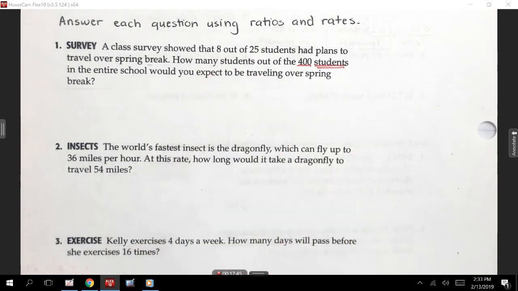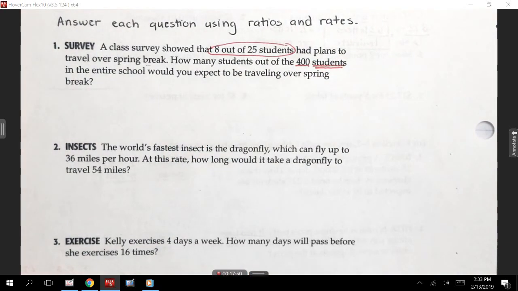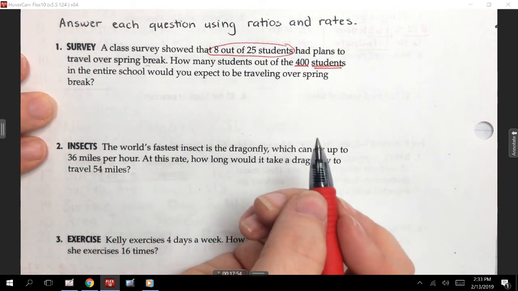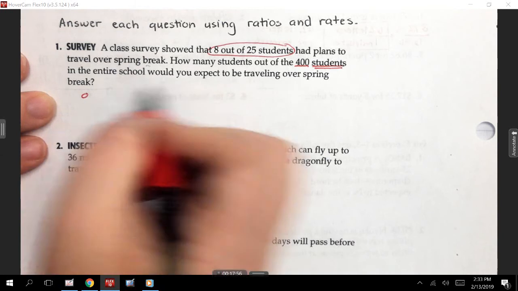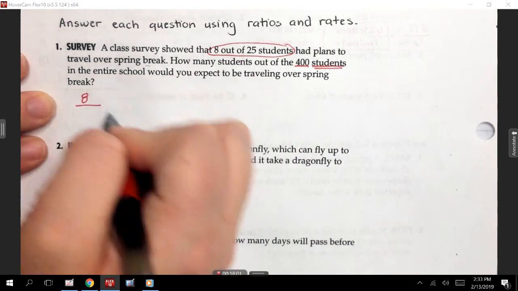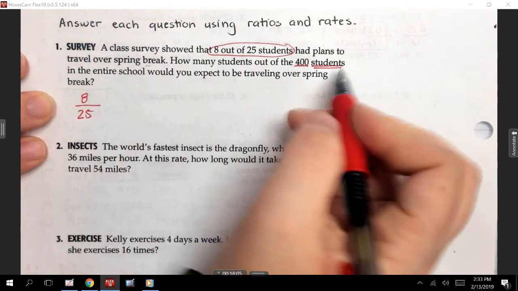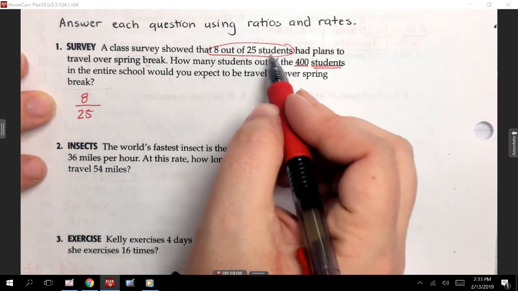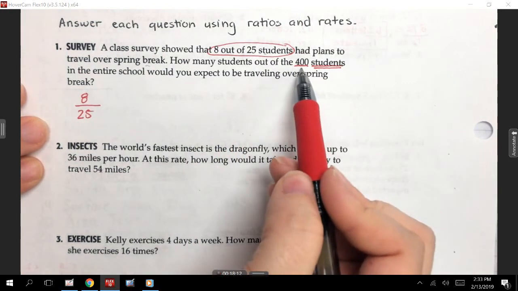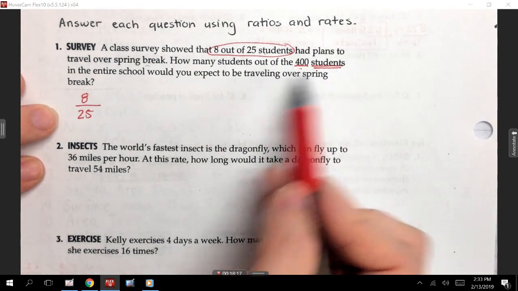So when I set up my 8 and 25, because that's what was at the beginning, what order is that going to go in, Jay? Remember, it says students. Yeah. So since it asked me about students, that 25 students has to go on the bottom because that's what we're going to end up changing to a 1 so that we can then make it a 400. That's our whole goal here. So make sure students is on the bottom.